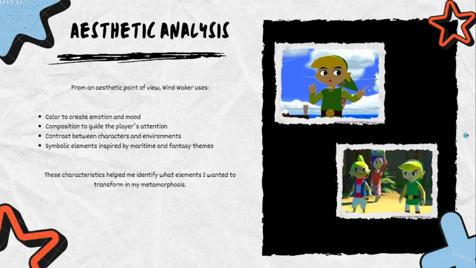Aesthetic analysis. From the aesthetic point of view, Wind Waker uses color to create emotion and mood, and composition to guide the player's attention, with contrast between the characters and the environment, and symbolic elements inspired by marine and fantasy themes. These characteristics helped me identify which elements I want to transform in my metamorphosis.